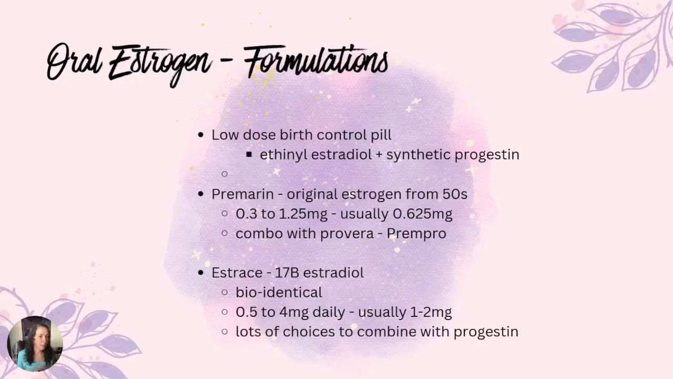And the most commonly used one would be 17 beta estradiol, which is the bioidentical one. Often around 1 to 2 milligrams, but it can be in a range of 0.5 to 4. 4 is a lot, but anywhere from 0.5 to 4. And there are lots of different choices that can be combined with the progesterone.